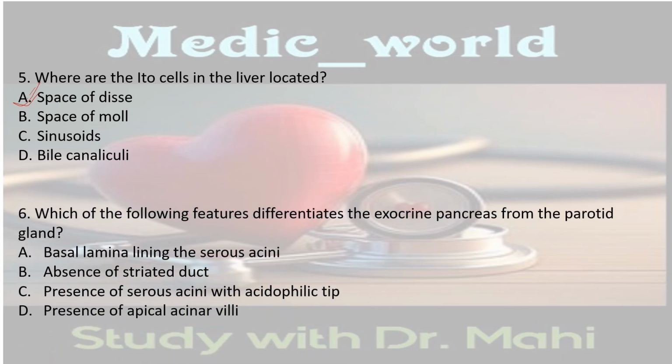Which of the following features differentiates the exocrine pancreas from the parotid gland? The absence of striated duct in the exocrine pancreas differentiates it from the parotid gland. So the answer is option B, that is absence of striated duct. All the other options are not the differentiating feature for exocrine pancreas from parotid.